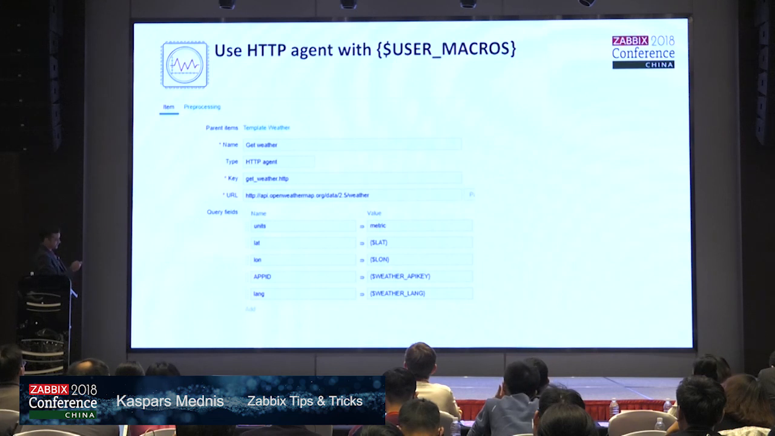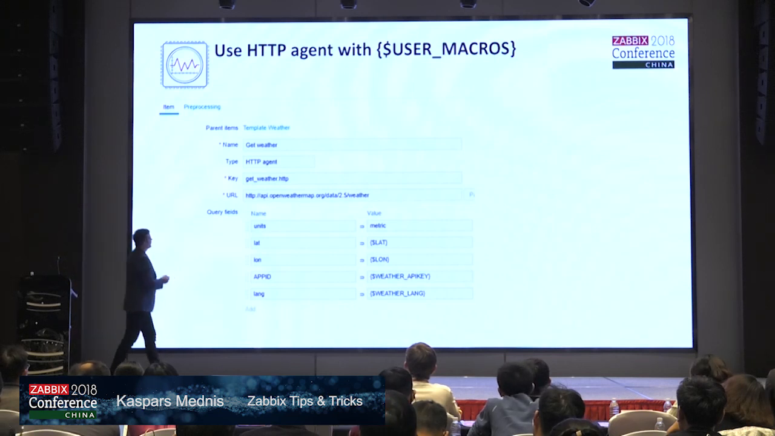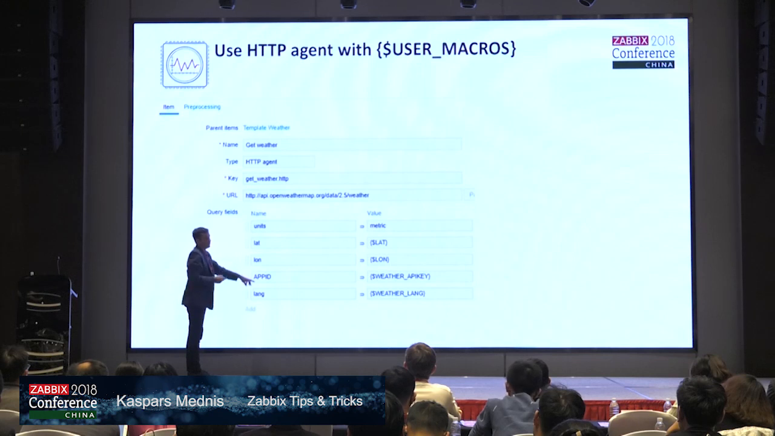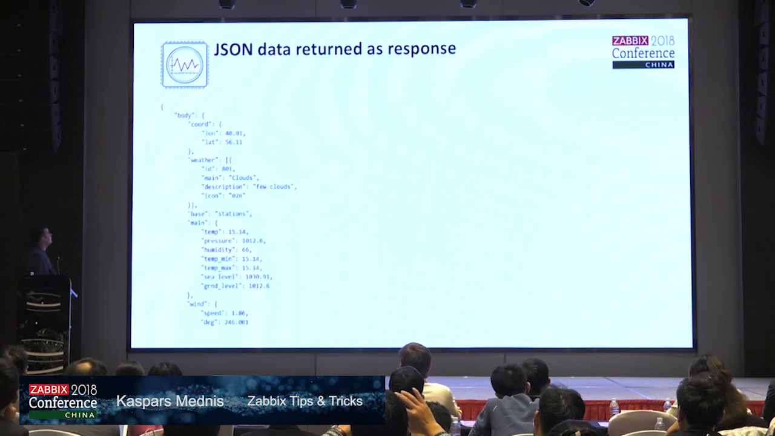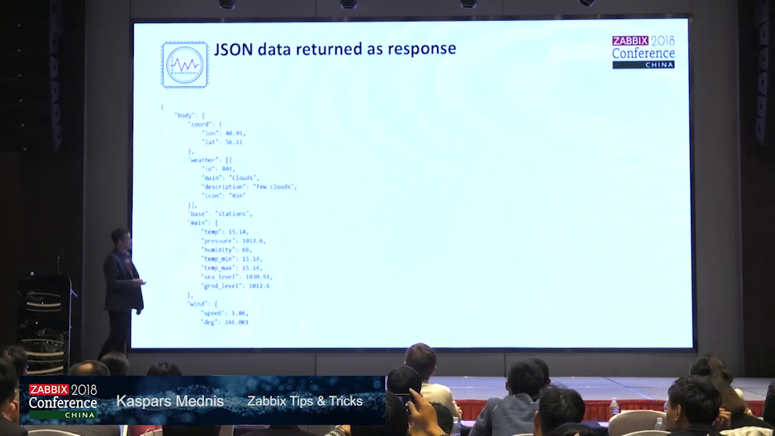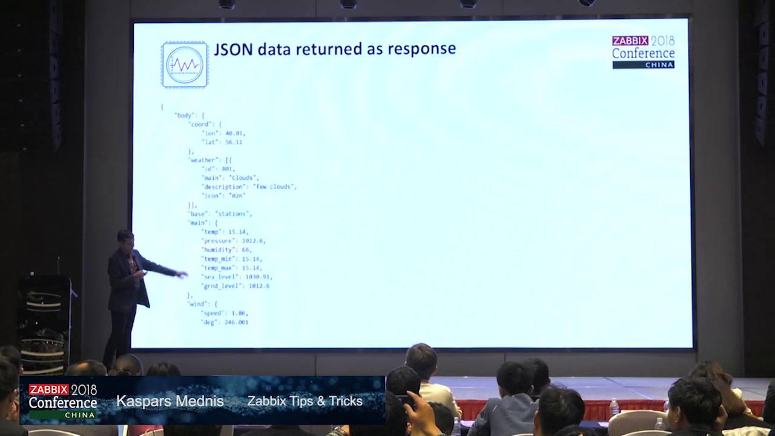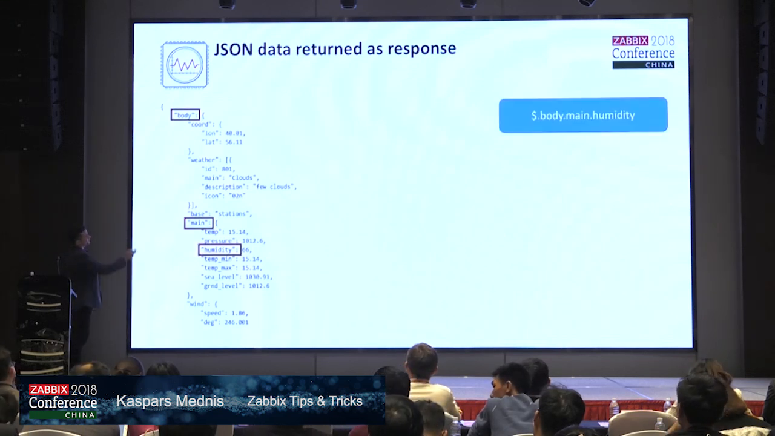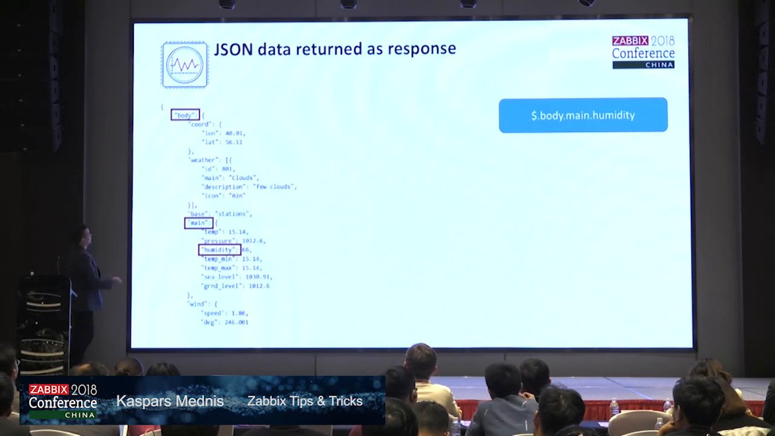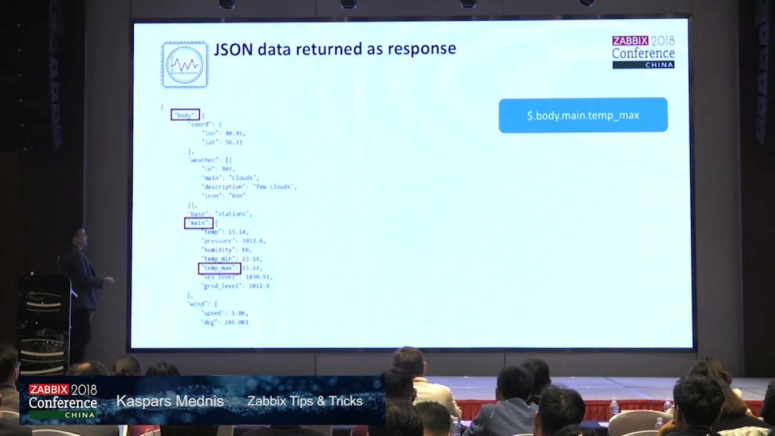By the way, we are using the new item type HTTP agent for that. So HTTP agent with key, with URL, supplying units, we are getting back the JSON. Here is the JSON. And then from the JSON, using JSON path, we can extract any information we need. Maybe we need to extract the humidity. So this is body main humidity. If we need to extract the temperature, it is body main temperature, and so on.